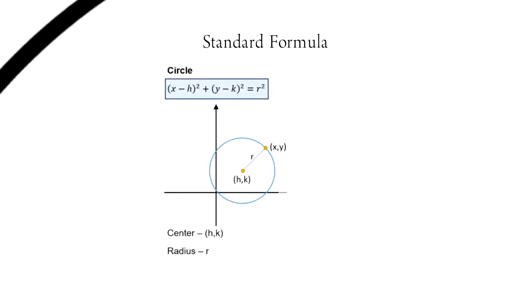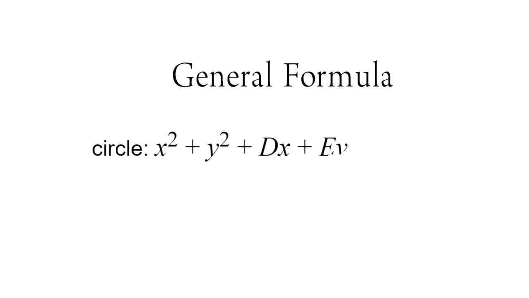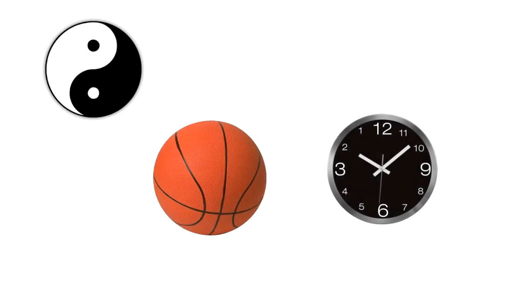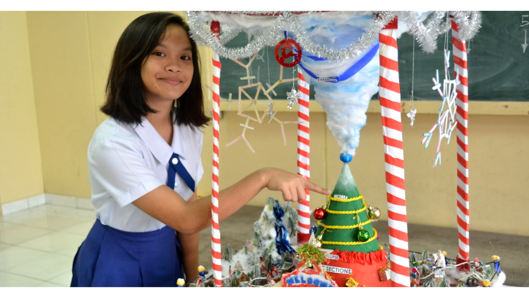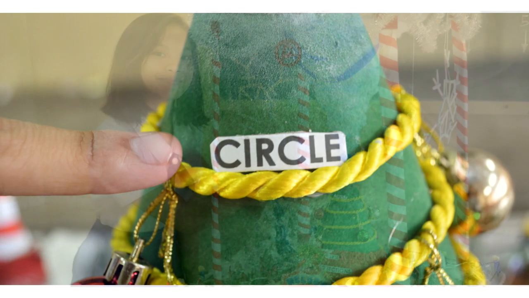The equation of a circle comes in two forms. The standard formula: the quantity x minus h squared plus the quantity y minus k squared equals r squared. The general form of a circle is x squared plus y squared plus dx plus ey plus f equals 0. Here are some examples of a circle. Plotting it on our double napped cone, this is the circle.